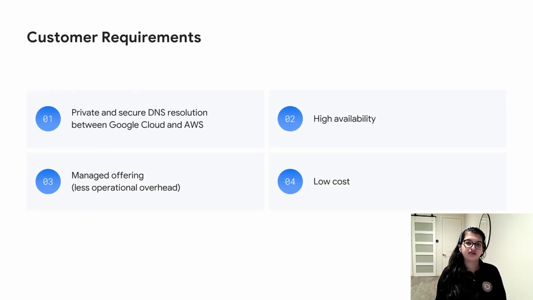Now let's walk through the customer requirements. The number one being a private and secure DNS resolution between both clouds, and along with that, ensuring high availability. Also, one of the requirements is around using both clouds' managed offerings in the solution as much as possible, as that would ensure less operational toil. And lastly, they would like us to come up with a cost-effective solution, as cost is a requirement for their business.